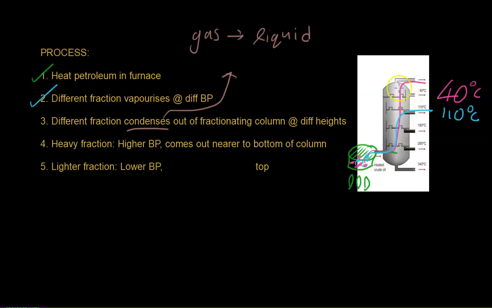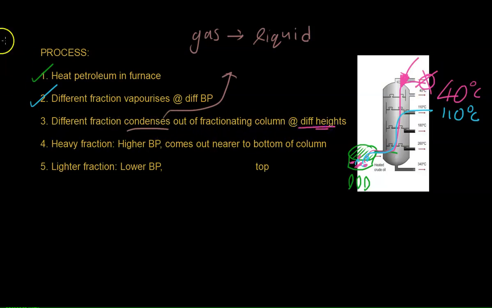Now what happens? It's still in gaseous phase, right? So it has to condense. Usually there's some special technique being applied here, but you don't have to know. When a gas is run through this technique, it becomes liquid and it gets stored here. For example, it gets stored here. And that's what we mean by different fractions condense at different heights.